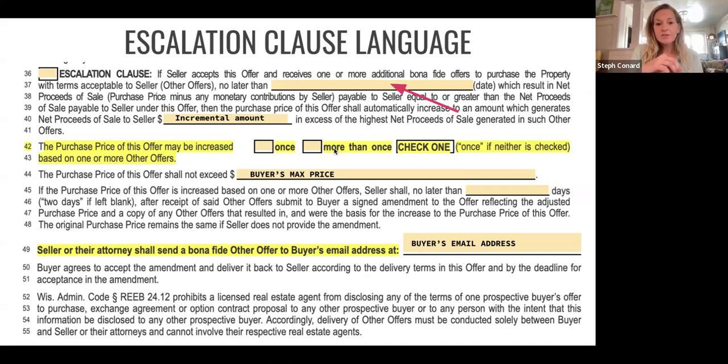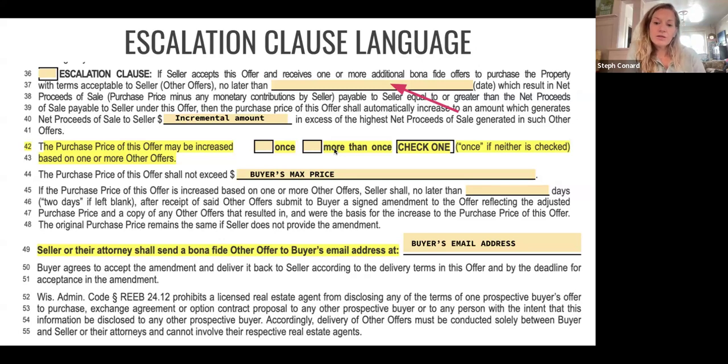If the purchase price of this offer is increased based on one or more other offers, the seller shall, no later than blank days after receipt of said other offers, submit to buyer a signed amendment to the offer reflecting the adjusted purchase price and a copy of any other offers that resulted in and were the basis for the increase to the purchase of this offer. The original purchase price remains the same if seller does not provide the amendment. Seller or their attorney shall send a bona fide other offer to buyer's email address at blank.